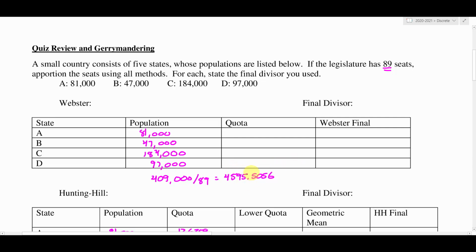All right, and then what we're going to do next is take that divisor and divide it into each of these individual populations to calculate our quotas. Luckily, that is also going to be the same for every single method. We'll do that first. So our quotas are going to be as follows. If I take 81,000 and divide by 4595.5056, we will get 17.6259. And then we'll repeat for the rest of the states here.